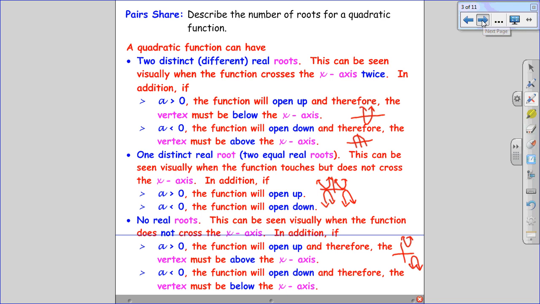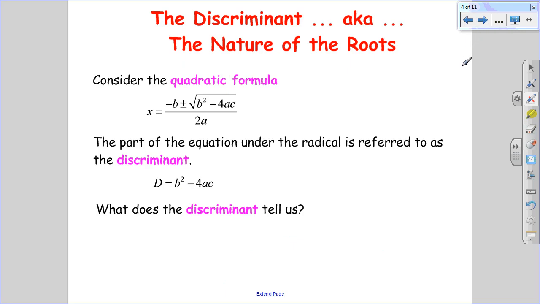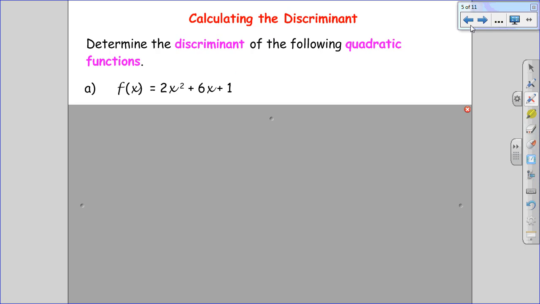The question we have today is, how can we figure that out? And we're going to lead into it with something called the discriminant, or the nature of the root. So if I think about the quadratic formula that we talked about yesterday, this part under here, b² - 4ac, is called the discriminant, and it's denoted by a capital D. Okay? So we're just going to practice calculating the discriminant.